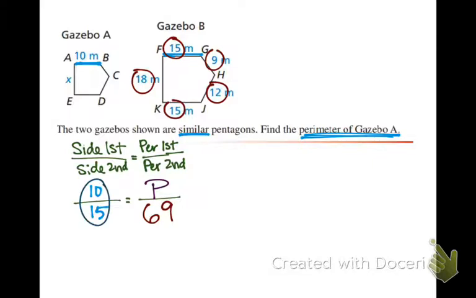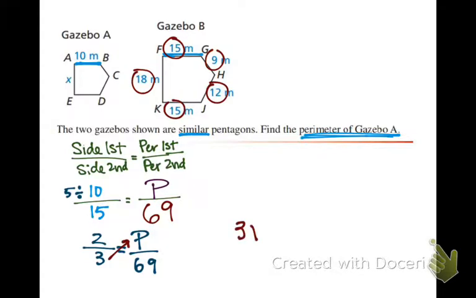So what number are both the top and the bottom of this fraction divisible by? 5. So how many times does 5 go into 10? 2 times. And then how many times does 5 go into 15? 3. So I didn't change the value. This is still worth 2/3. I just made the number smaller. Now I'm going to cross multiply. 3 times P is 3P. 2 times 69 is 138.